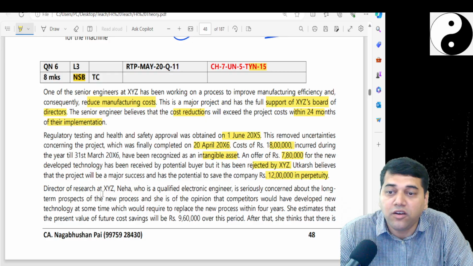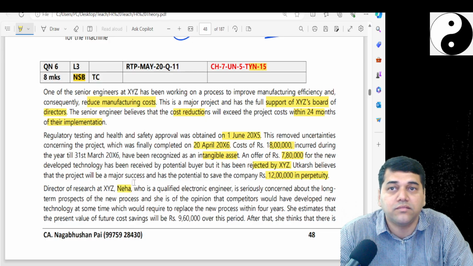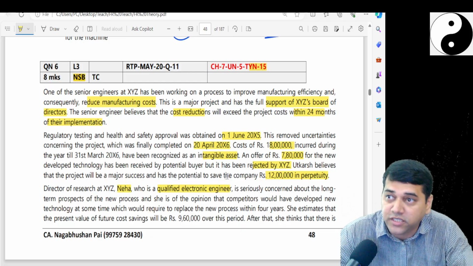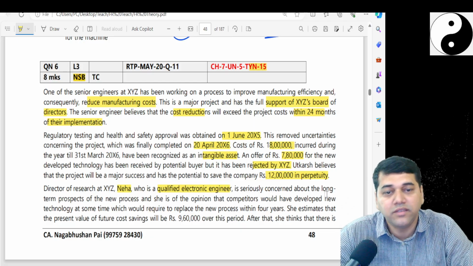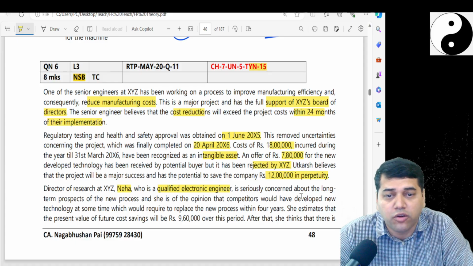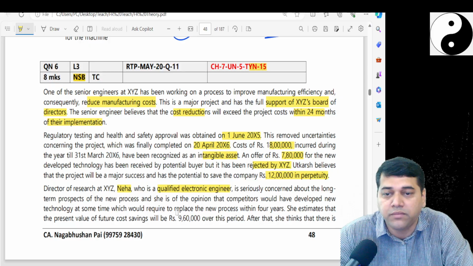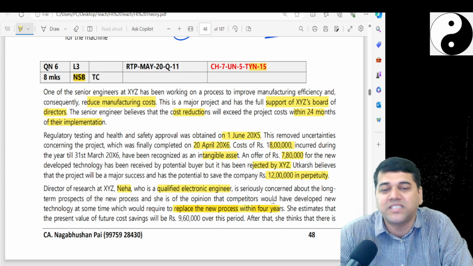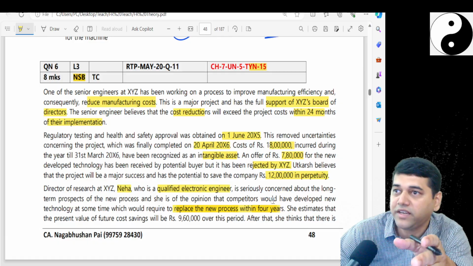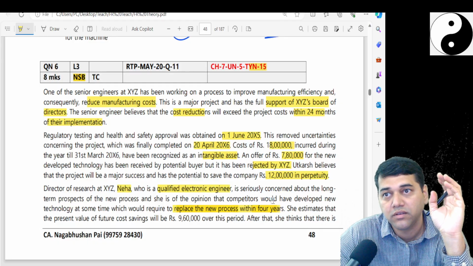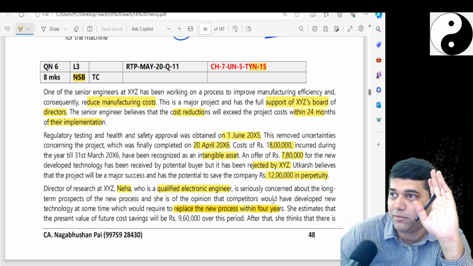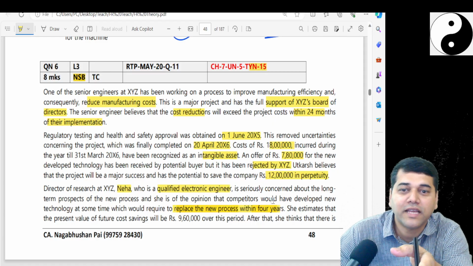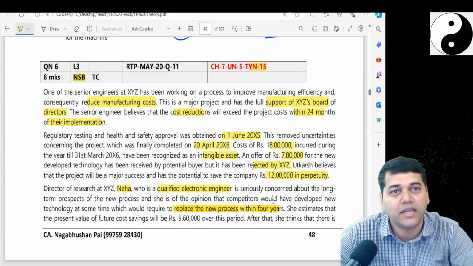Now, the director of research at XYZ, Neha. Utkarsh is an engineer, and there is one director, Neha, who is a qualified electronic engineer. She is also a qualified person. She is seriously concerned about the long term of the project, and is of the opinion that the competitor would have developed that technology at some point of time, and it would be required to be replaced within 4 years. That means she is telling, what nonsense you are telling. Is this an intangible asset with a perpetual life? Only that song can be perpetual forever, that Purandarasa song I told. This technology, within 4 years somebody is going to replace, and it will become old technology.